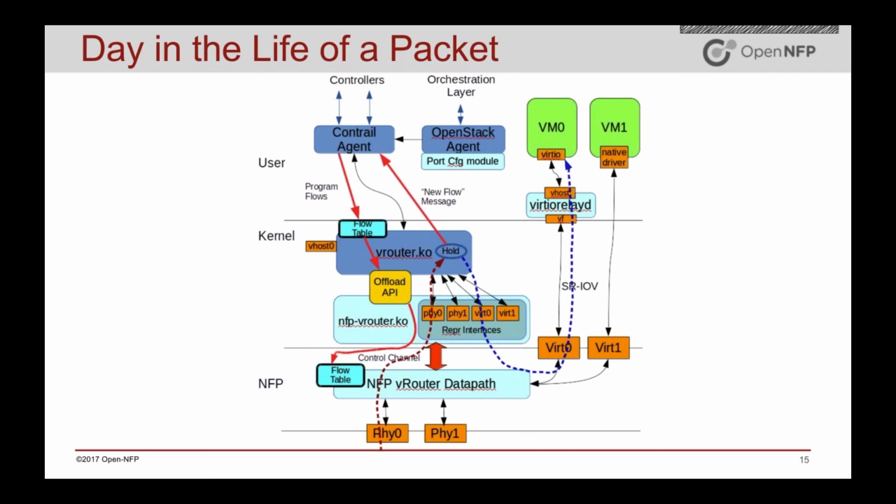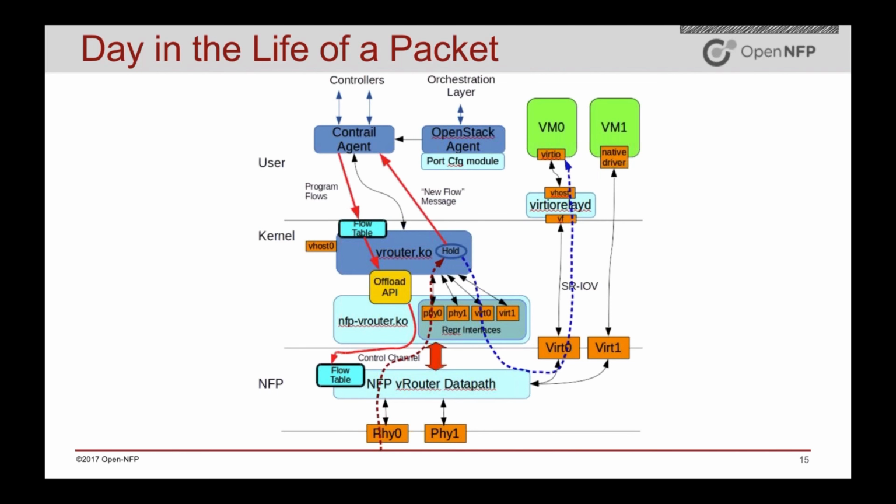At that point, our offload API kicks in, because we've hooked into that message that says you can release packets and start processing that flow. It takes note of the fact that the flow has been programmed, and correspondingly sends a message down to the NFP saying, okay, program a new flow in the NFP's copy of this flow table.